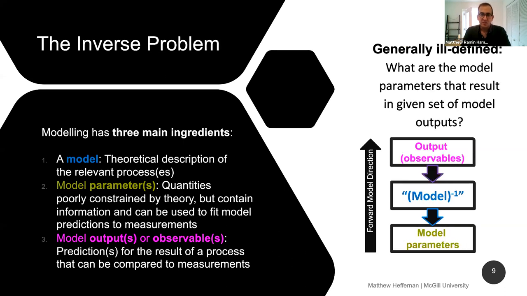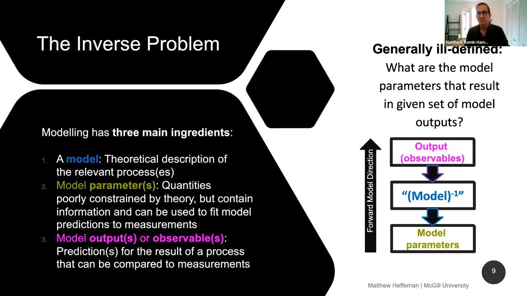The second problem is called the inverse problem. The reason is relatively straightforward. You're running the model basically in inverse, so you're going opposite to the forward model direction. And this problem is generally ill-defined. So what are the model parameters that result in a given set of model outputs? So in this case, you start with a set of outputs. You basically run them through your model backwards, in big quotes, and you get to some model parameters. And this isn't really as well defined, especially as you go into more complex problems.